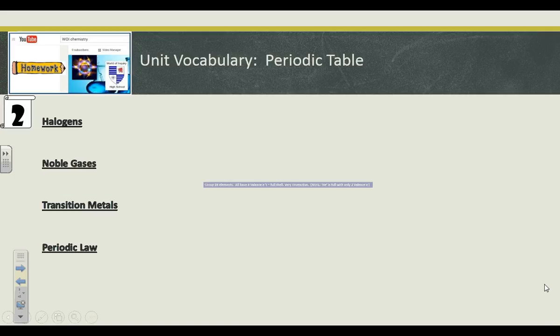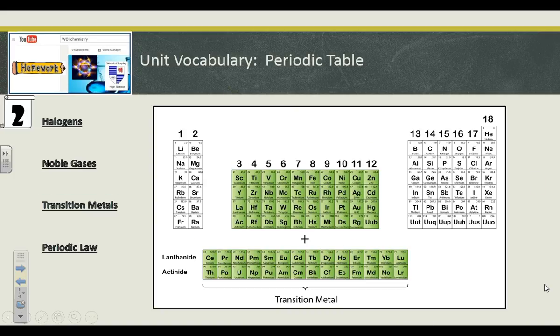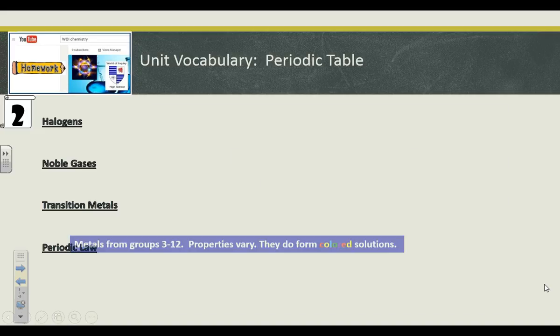Transition metals. Transition metals are the ones we skipped. They are the ones in the middle, this big old block of elements. These guys are all the transition metals. I transition from metal to non-metal in the middle, transition metals. They are also very special.